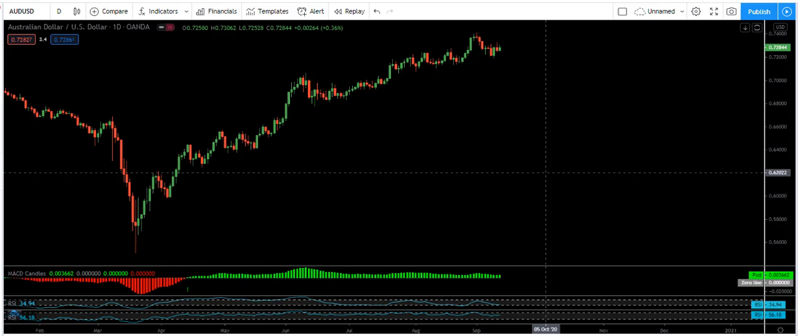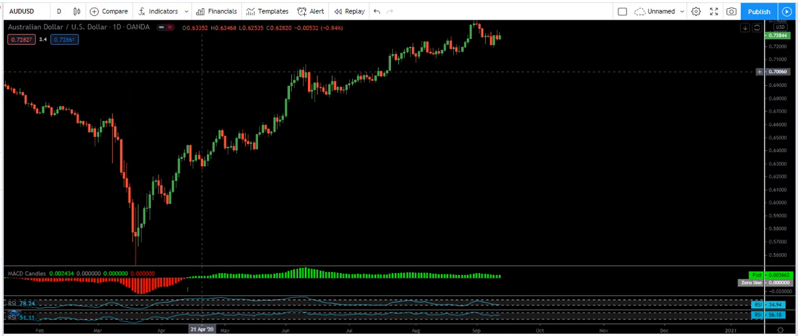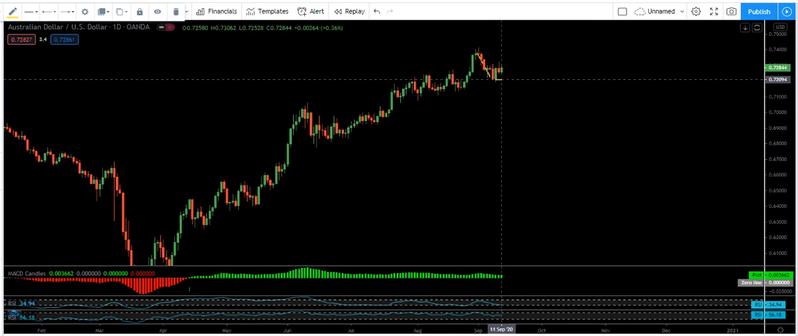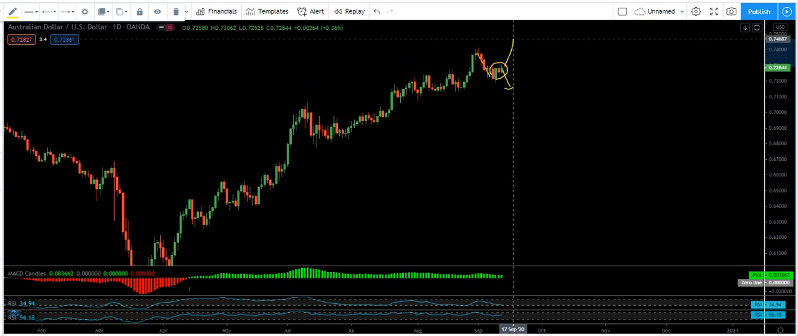AUD/USD, now we are based on the daily chart. We want to see how we can analyze the chart for the next week. Based on the daily chart, as we can see, we had the price drop. Now we have a correction. Now we want to see whether the price can still drop or from here can move up.